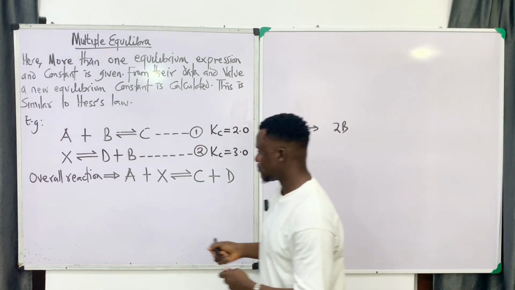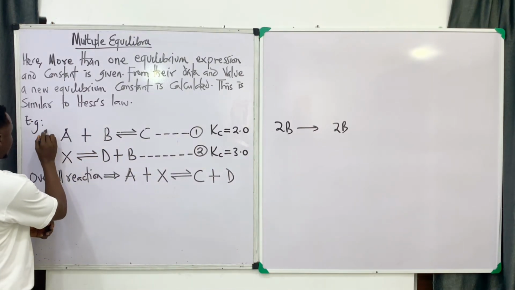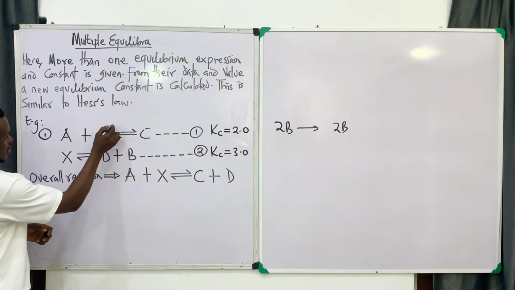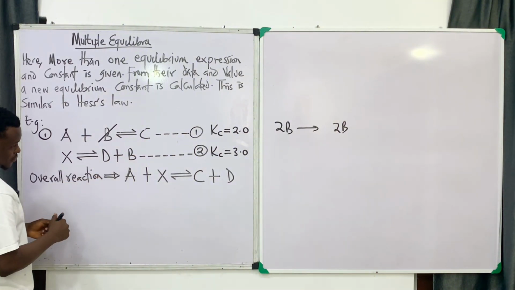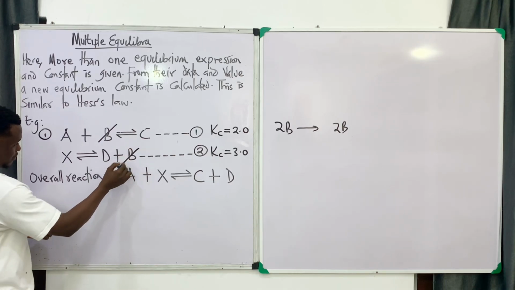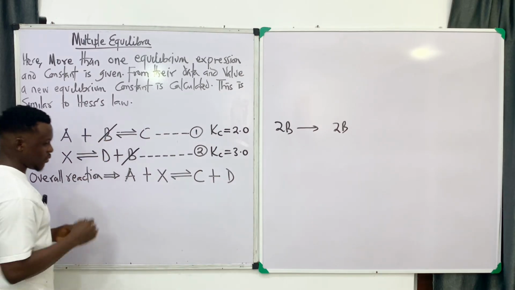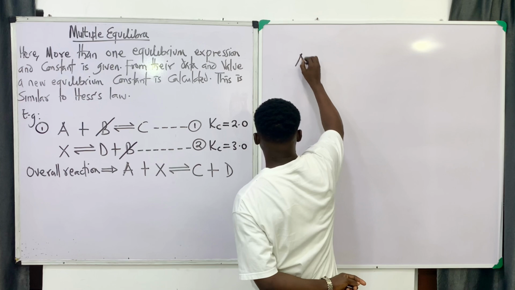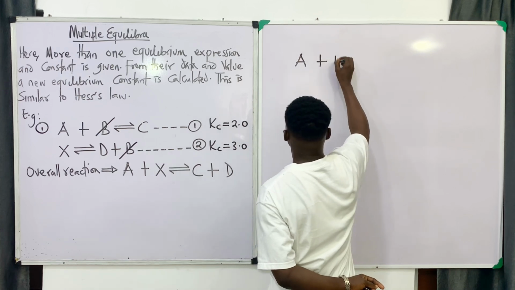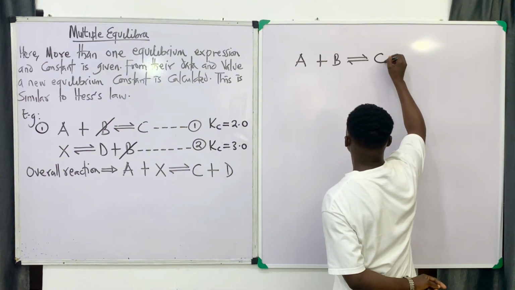So let's look at this. In equation 1, B is on the left hand side. In equation 2, B is on the product side. When you do that, let's rewrite this so that you see what I mean. If you rewrite this, we have A plus B giving us C.